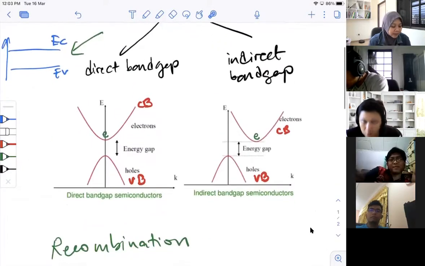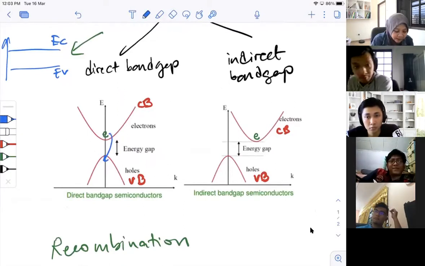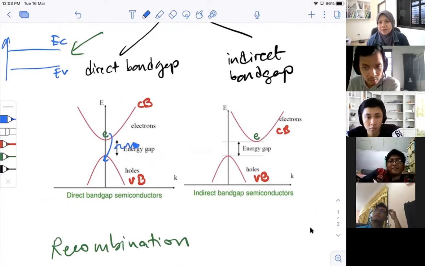If it's a direct band gap, the electron here recombines with the hole over here, right? For direct band gap, the energy is lost. How much is the energy loss? Can anybody tell? How much is the energy loss from this diagram here?